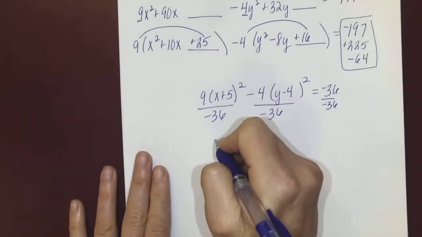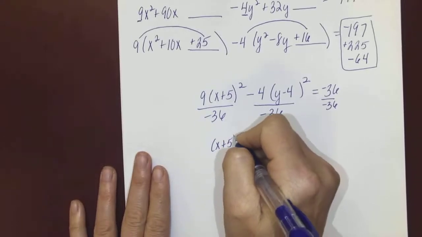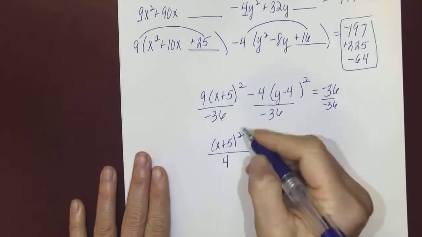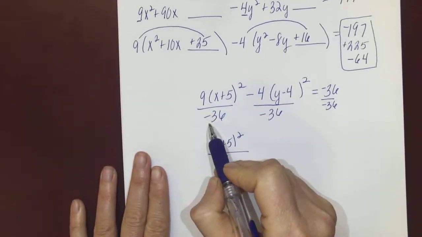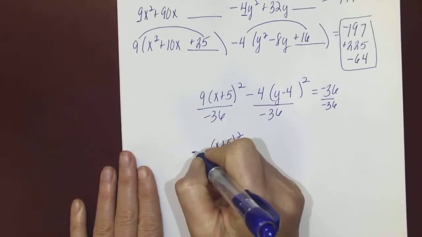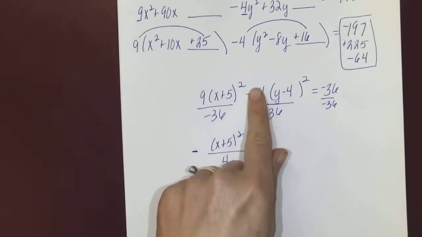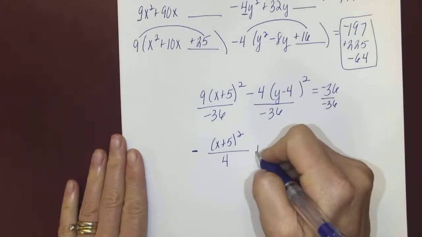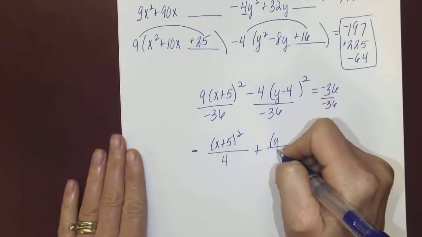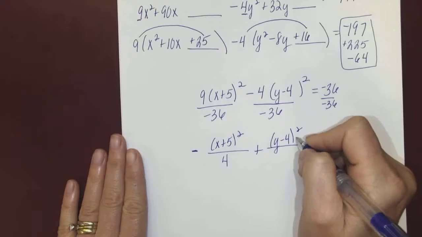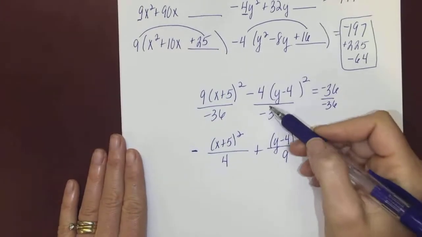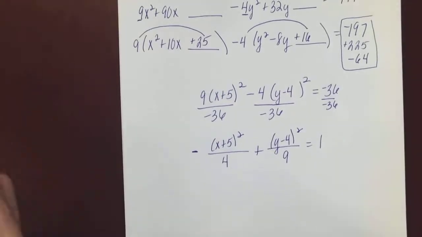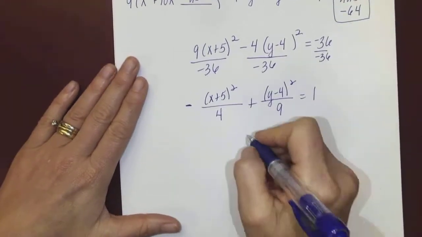When I do that, I get x plus 5 squared over 4. Now please note, 9 divided by negative 36. This now becomes my negative term. Over here, I have 2 negatives, so this becomes now my positive 1. That's where you got to be really careful with your signs. And this becomes a positive 9, because 4/36 is the same as 1/9 equals 1. Now I'm ready to graph.